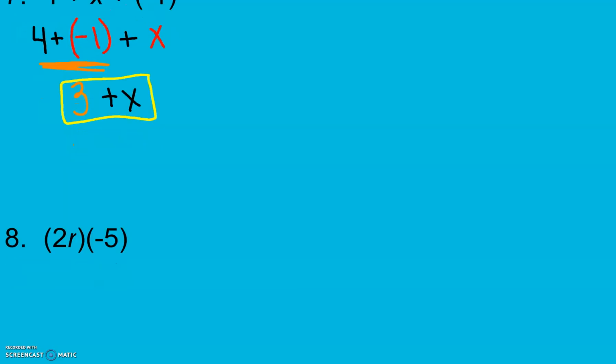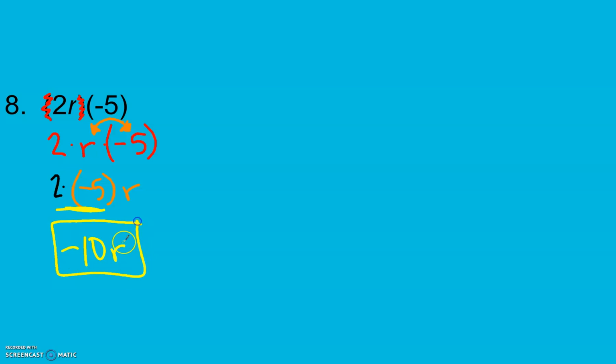In 8, it wants me to add 2 and r, but I can't until I know what r is. So I'm going to change my grouping here. I'm going to take 2 times r times -5. Now, I still can't take 2 times r, but if I commute and move these two pieces, now I can take 2 times -5 and get -10r. And that's everything for the first half of section 2.1.